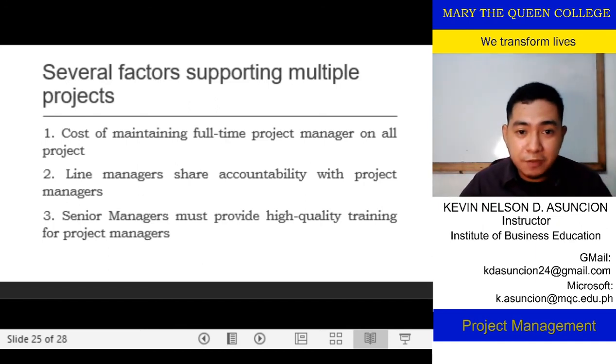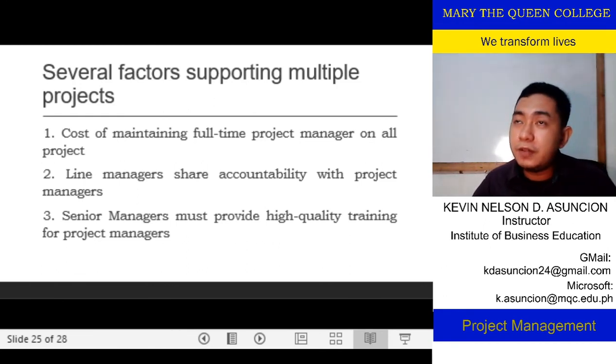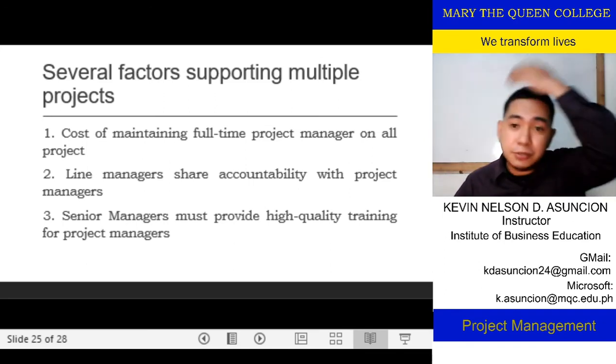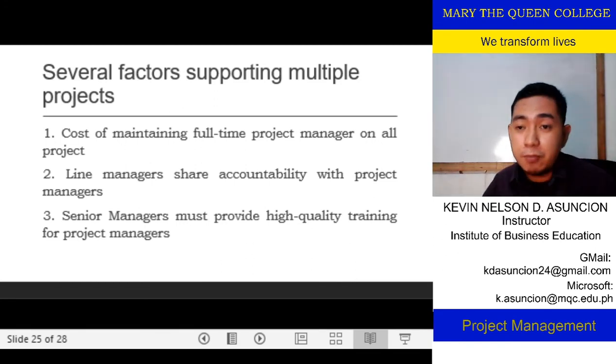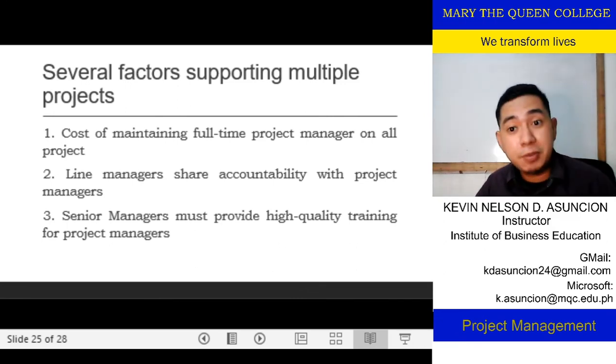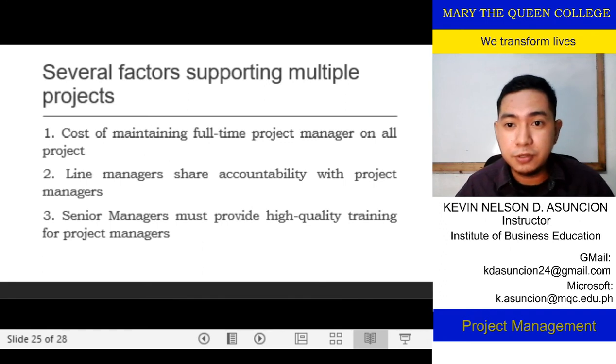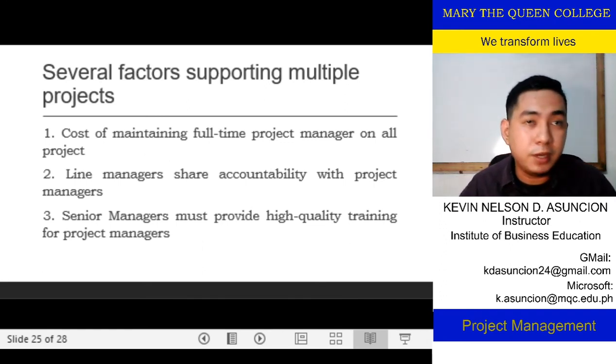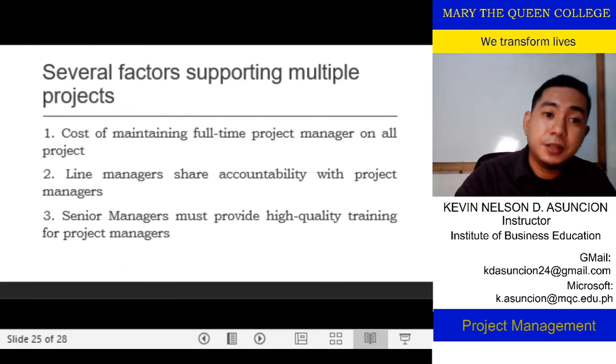Okay, third, senior managers must provide high quality training for project managers. These senior managers provide the quality training for project managers and it's costly as well. Dahil magastos siya at it will take time to train project managers. At maging magaling na project manager, it will take time, and you cannot as a senior manager i-risk na yung baguhan na project manager o walang experience sa project management para sa isang project. So you might be considering appointing someone na meron nang ibang hawak na project.